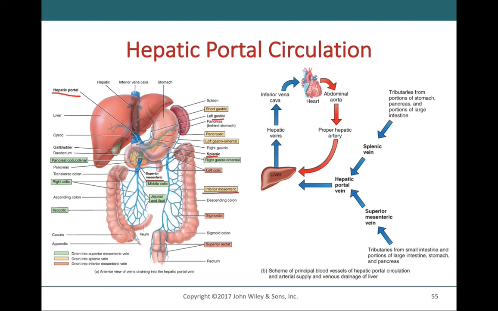The hepatic portal vein will drain all of the blood from these digestive organs. This blood is now oxygen poor, but nutrient rich. And so the hepatic portal vein will take this blood up into the liver and take those nutrients into the liver sinusoids. Inside of the liver, we're going to pull those nutrients out and then send that blood back to the heart to be reoxygenated.